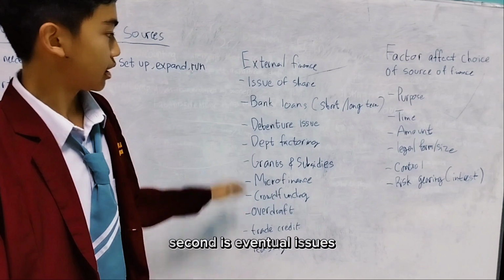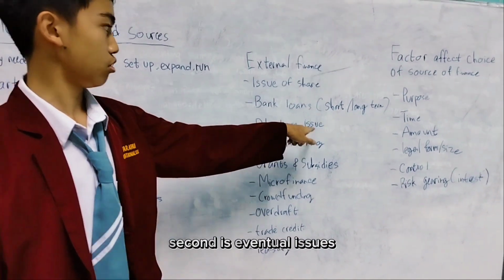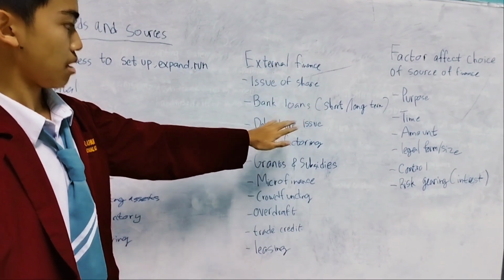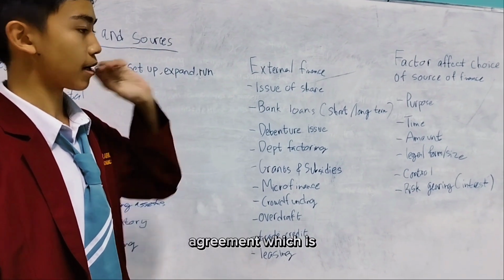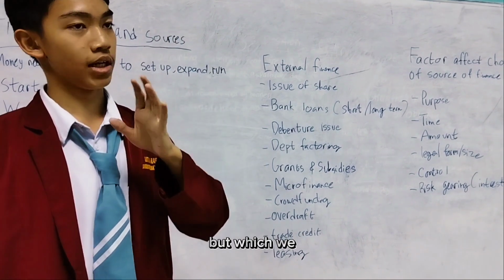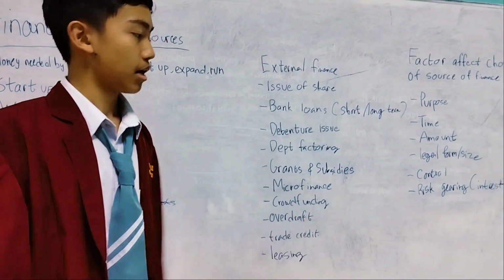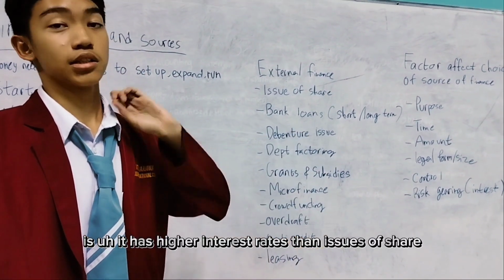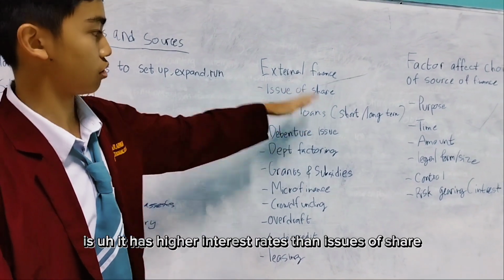Third is debenture issues, same as issues of share, but it's an agreement where they buy our shares, but we pay them later. The disadvantage is just that it has higher interest rates than issues of share.